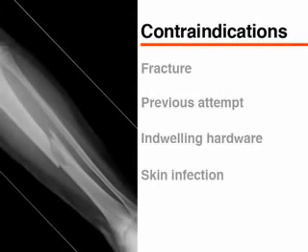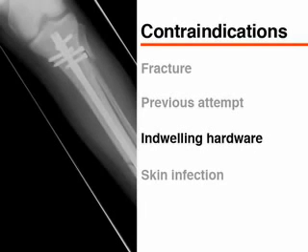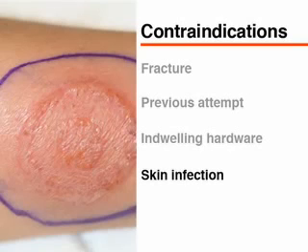Intraosseous access should not be attempted in any bone with a suspected or known fracture or proximal to a fracture site, or in a bone in which a previous attempt was unsuccessful. Indwelling hardware from a previous orthopedic procedure may prevent successful cannulation in that bone. The presence of skin or soft tissue infection is a relative contraindication.